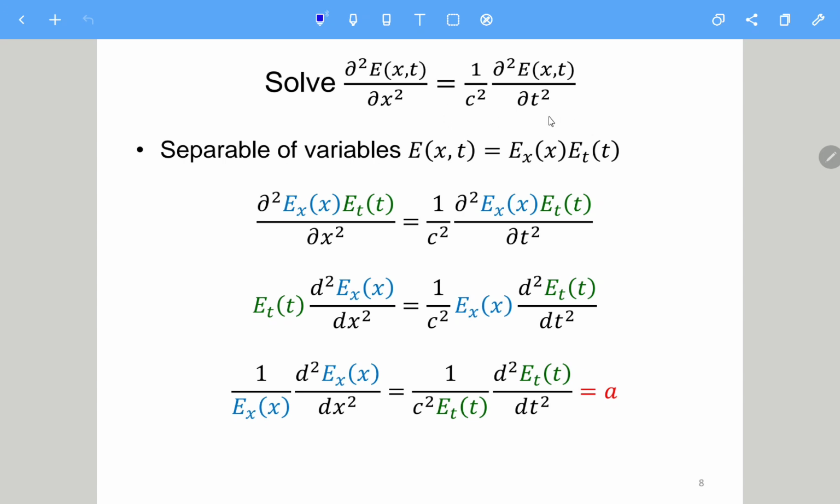Okay, so let's do this. Let's plug this into the equation we'd like to solve. This is the blue term, this is the green term, and then you plug it here. We take the second derivative with respect to x here, and then take the second derivative with respect to time. This is a function of time which is independent of x, so we can just put this in the front.